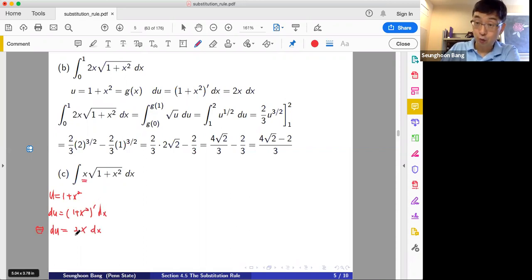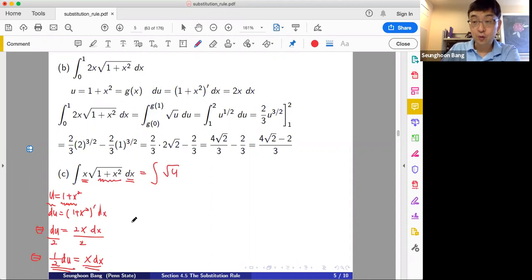How can you deal with the 2? It's not difficult. Just divide both sides by 2. So 1 over 2 du equals x dx. Now we change the integral. The 1 plus x squared becomes u, the square root of u, and x dx is exactly 1 over 2 du. The only difference is like this.